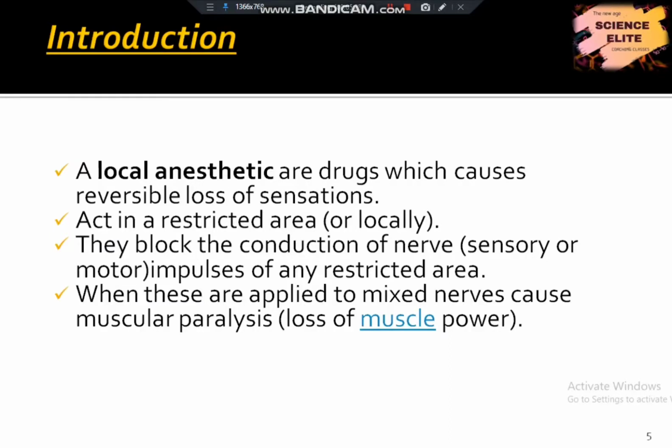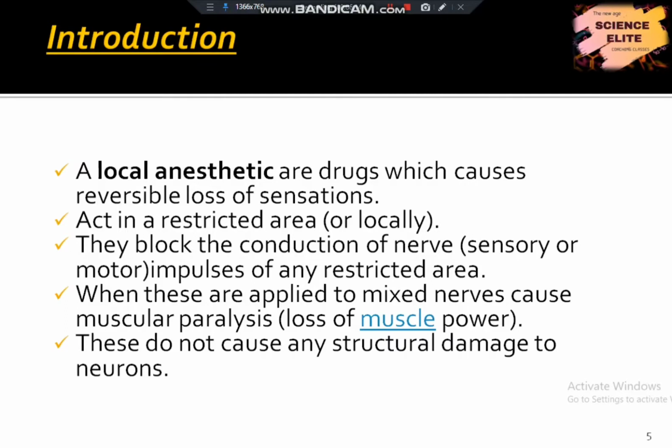Next, when these are applied to mixed nerves, they cause muscular paralysis. What are mixed nerves? That means sensory and motor nerves together, placed in certain parts of our body. If we inject the anesthetic to that particular area, in that case what will happen? Muscular paralysis will occur. So we should avoid giving the anesthesia in certain parts of our body where such nerves are present. These do not cause any structural damage to neurons. This means that neurons will not be damaged, no structural damage will occur.